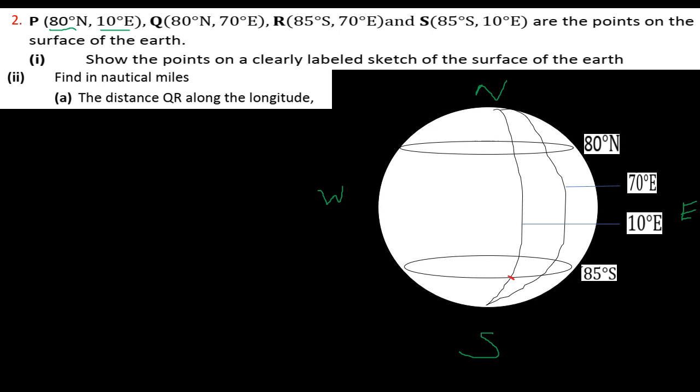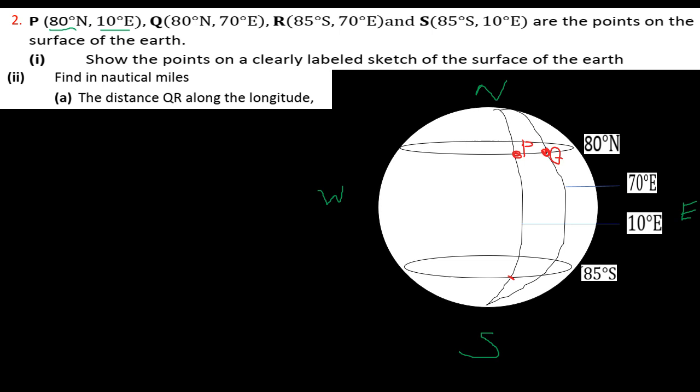Okay, then let us now try to actually plot these points on this surface of the earth. So you find that this here is point P, which lies on the latitude 80 degrees and the longitude 10 degrees. So we've plotted point P. Then to plot point Q, this is point Q, which lies on latitude 80 and longitude 70.